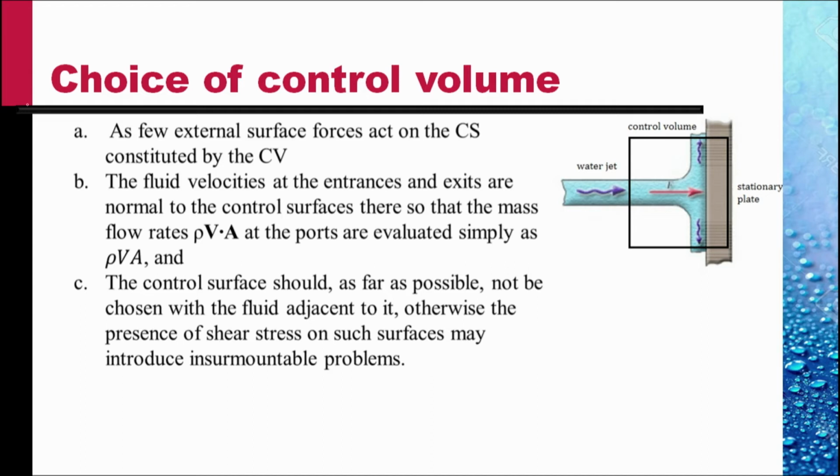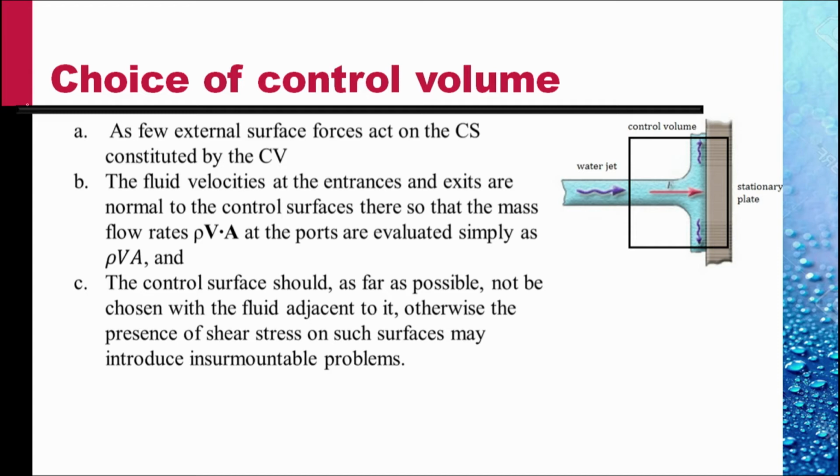The fluid velocities at the entrance and exits are normal to the control surface there, so that the mass flow rate rho v dot A at the ports is evaluated simply as rho VA, not the vector but the scalar rho VA. Otherwise, v dot A will have us worry about the angle between the area and the velocity.